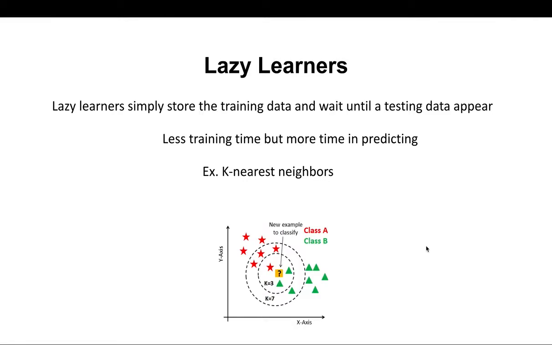An example of a lazy learning algorithm is k-nearest neighbors. K-nearest neighbors is a machine learning classification algorithm that classifies based off votes from local neighboring data points. So with lazy learners, the idea here is that we have all of our training data, we're waiting for some kind of a testing case, and this translates to less training time but more time in predicting.